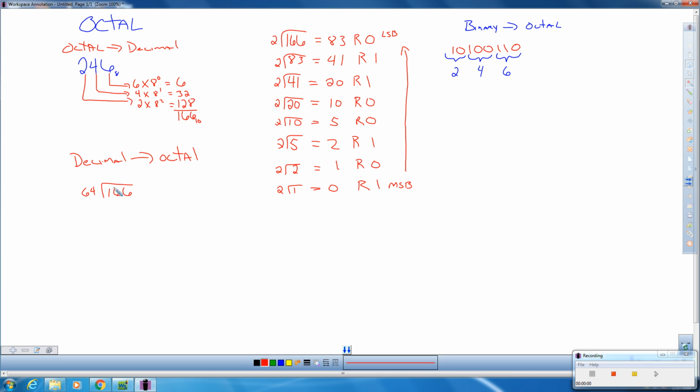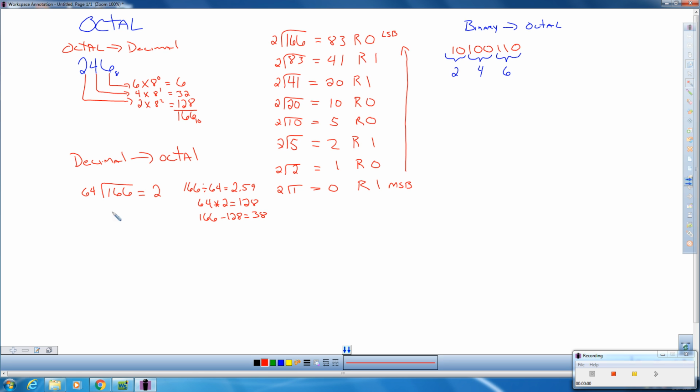So if we take 166 and divide that by 64, we get 2.59. We don't really care what the change is right here. We know that it can go in 2 times. We have to figure out what's left over. We know that 64 times 2 is 128. To get what remains, we do 166 minus 128, and that yields 38.